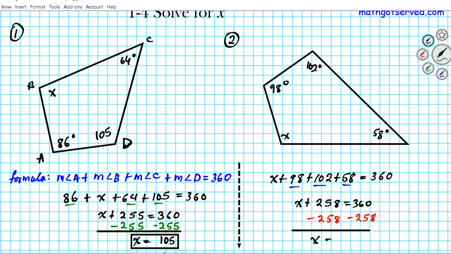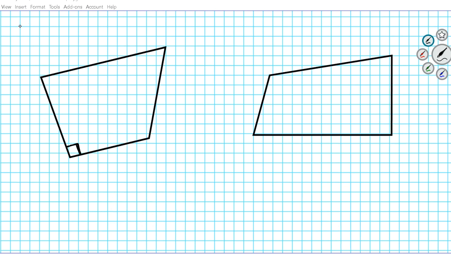X is equal to, so 10, you can borrow one from here, 10 minus 8 is 2, and then 5 minus 5 is 0, 3 minus 2 is 1. So for question number 2, x is 102. All right, let's take a look at number 3.